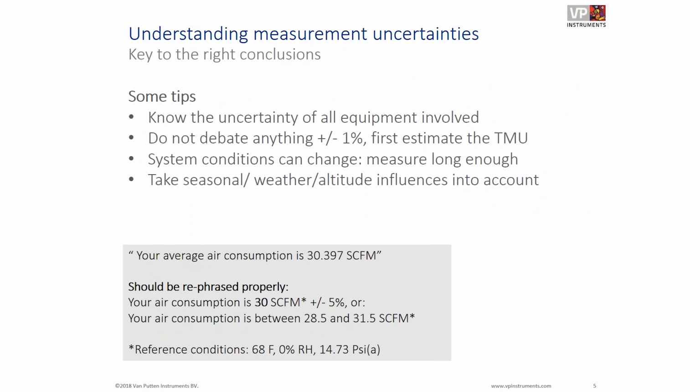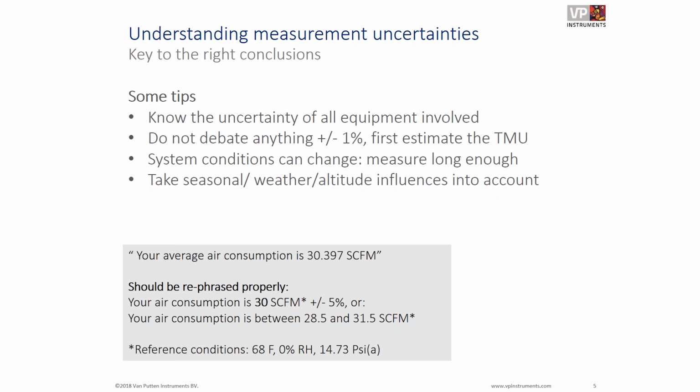And I think you should never debate anything when you're in the 1% range, because you first need to know the total measurement uncertainty. But especially with compressed air systems, it's not really possible to be within 1% accurate. That's virtually only possible if you bring a compressor to a test lab. And system conditions can also change.